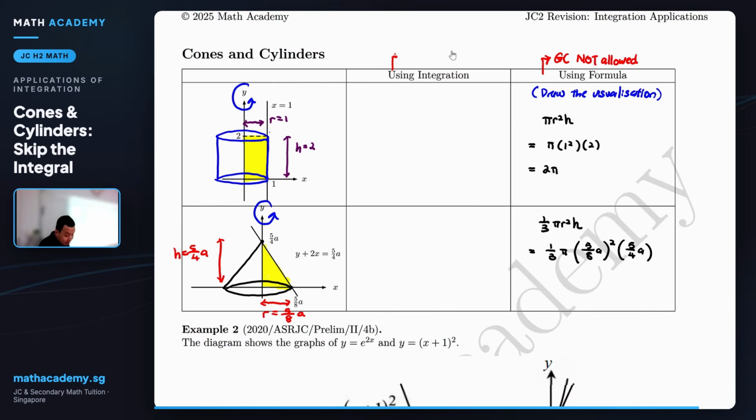Okay, but if you have GC, just use graphing calculator to integrate. No need to go and visualize. It's a waste of time because you can press GC for the whole integration. Okay, so that's how I will decide whether you can integrate or you use formula.